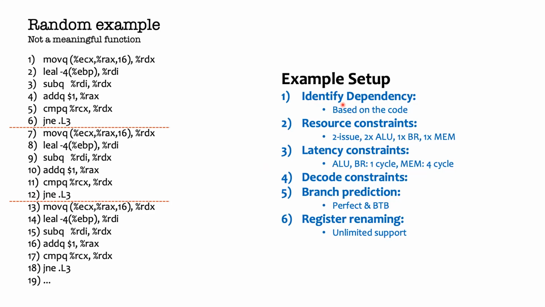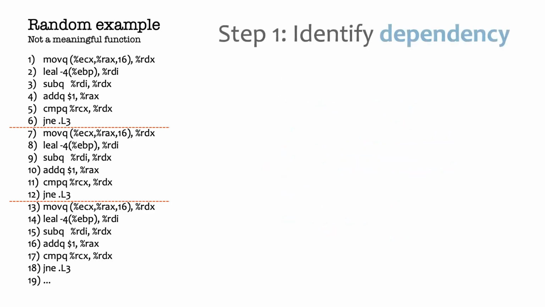We have 2 issue, 2 ALU, 1 branch, 1 memory. We have the latency for each instruction specified over there. Perfect branch prediction, unlimited register renaming. Pretty typical assumptions. This is not exactly the same as the assignment because I have 2 ALUs, but in general, it's the same kind of setup. All right. And when you look at any question, you need to grab this information from the write-up.